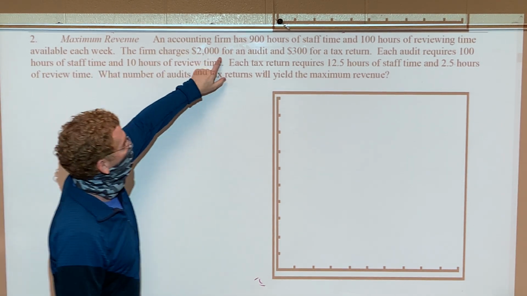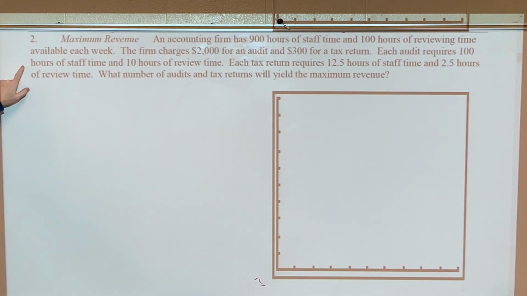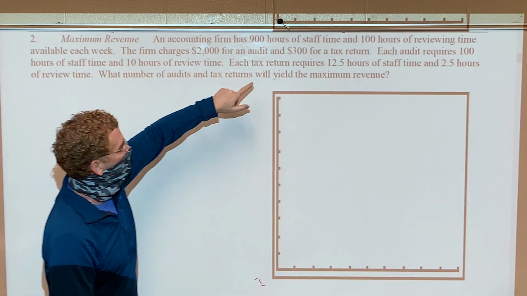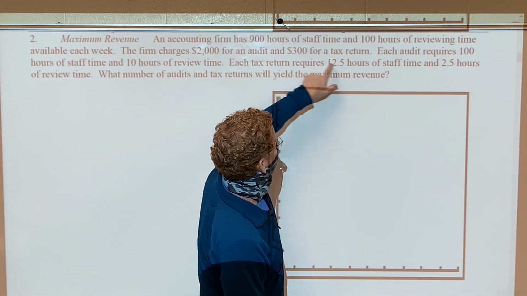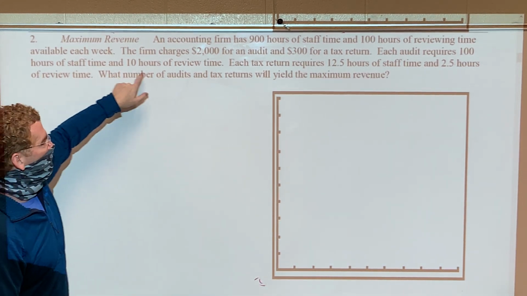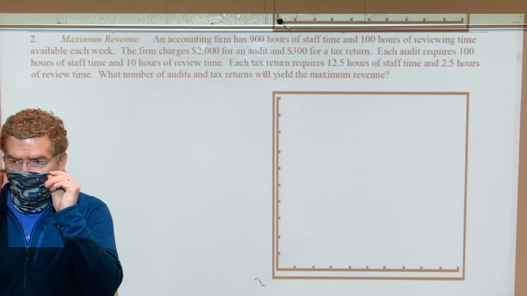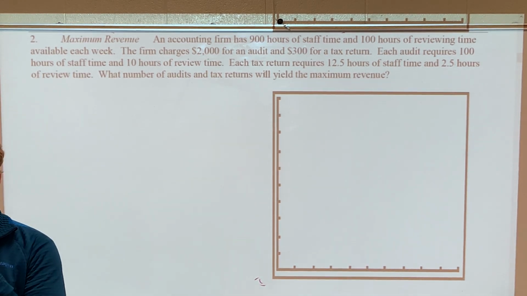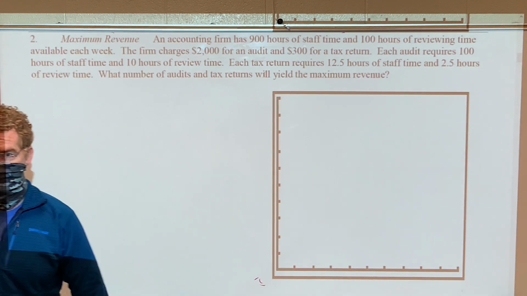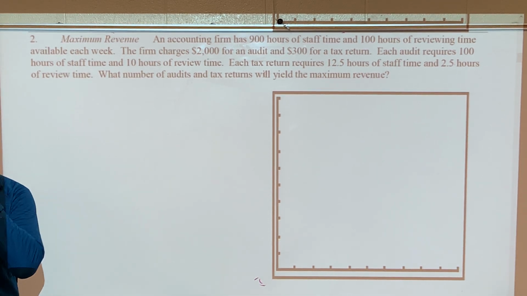It talks about charging, how much you have audits and tax returns. Talk about how much time it takes for an audit, or how much time I have available for audits, how much time I have available for reviews, how much tax return requires in terms of staff and review time. And the question is, what number of audits and tax returns yield the maximum revenue? So I'm reading through that, and initially it's just blah, blah, blah. So I'm going to have an approach to it, and that is, first thing, what am I even talking about here?